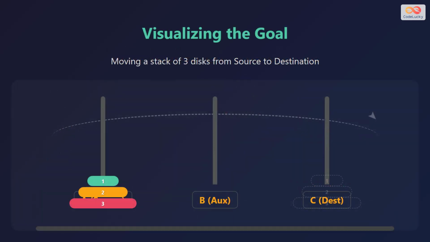Here is a visualization of what we want to achieve with 3 disks. We start with the full stack on rod A, which is our source. We want to end up with the same stack arrangement on rod C, our destination, using rod B as an auxiliary helper.